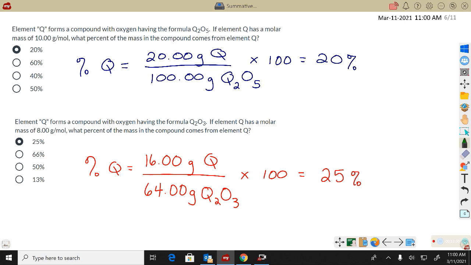Obviously, element Q is not a real element, but I can do this calculation as long as I'm given the molar mass. And then we just divide and multiply by 100. So in the first example, we're about 20% Q by mass. And in the second example, we're about 25% by mass. Awesome. The most common boo-boo is just sometimes on top, people don't put the total mass. So if there's 2 atoms of Q, you got to multiply the mass of Q times 2.